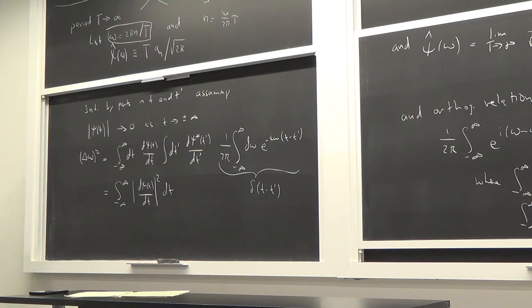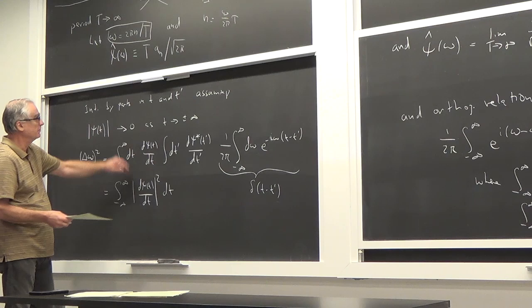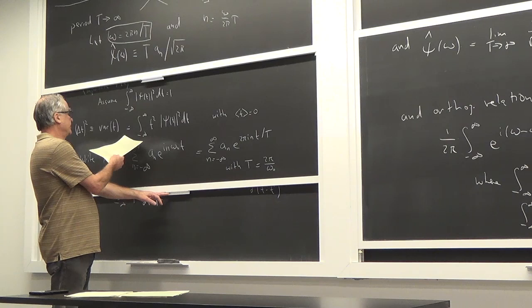Okay, so now I have an expression for delta omega that's reasonably simple looking. And I have an expression for delta t that's also reasonably simple looking. Let me multiply it.